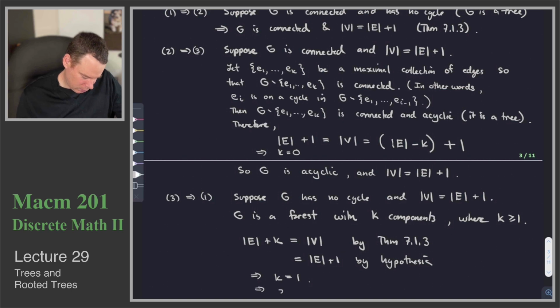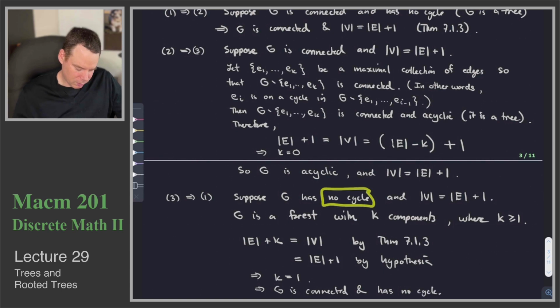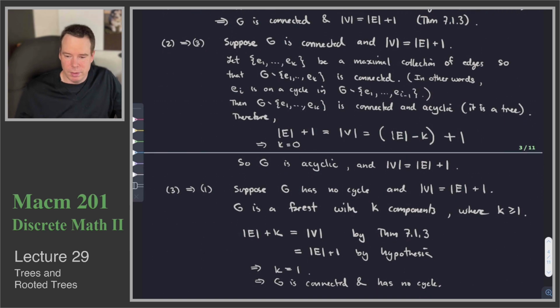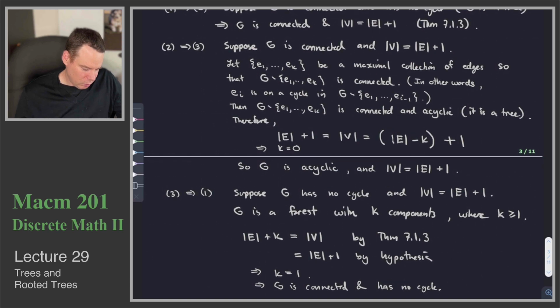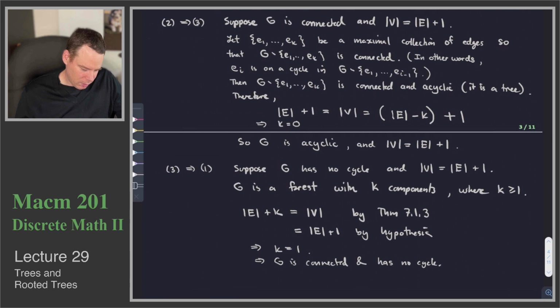So that implies that G is connected and has no cycle, because that was, again, one of our assumptions. It has no cycle. So G is connected and has no cycle, and therefore the conditions for 1 are satisfied. G is a tree. So we've just shown that 1 implies 2, 2 implies 3, and 3 implies 1.